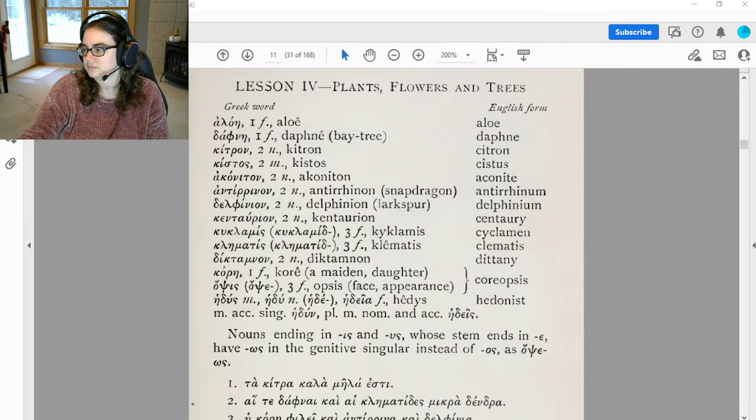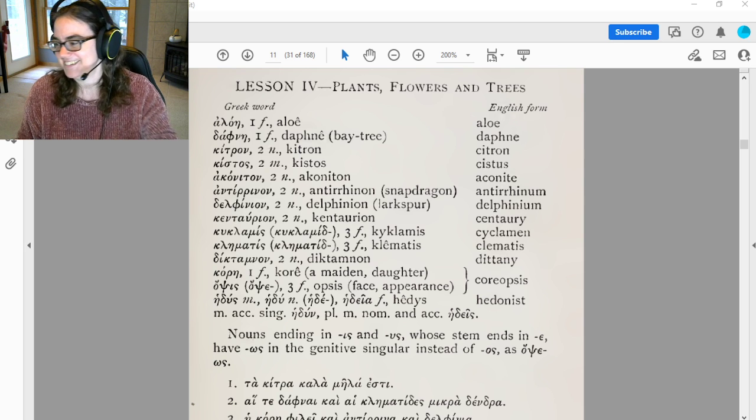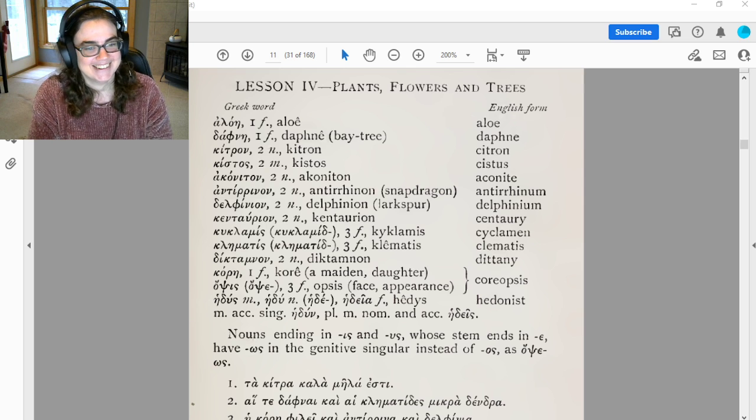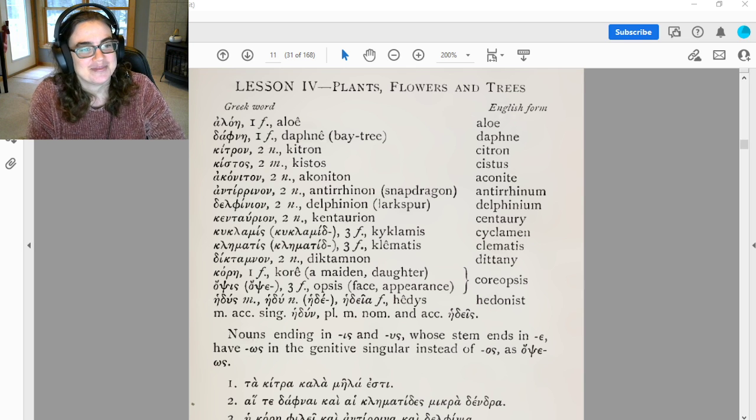Yep. It's a poison. That's what it is. Cuclamis, cyclamen, clematis, dictamnon, dittany. These are all really fun flower names. I don't know what any of them look like, but they're definitely flower names.